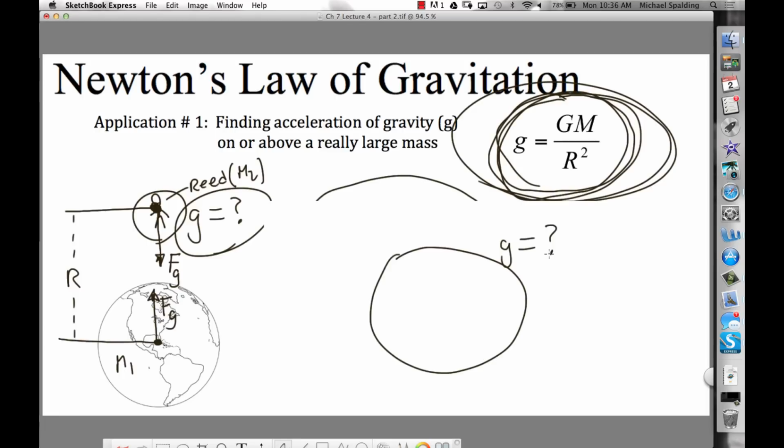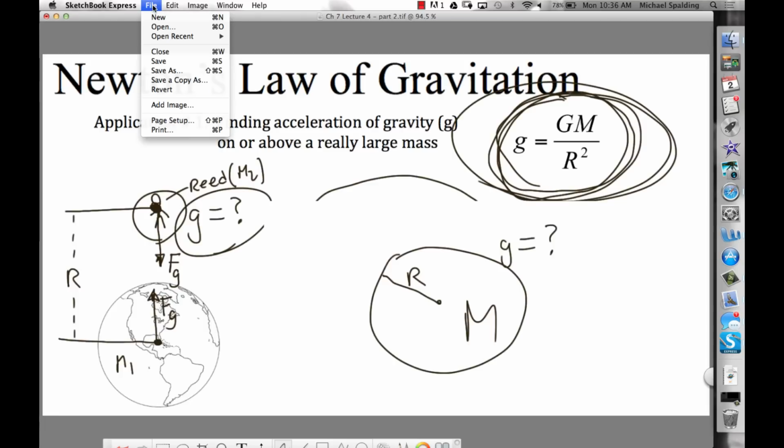The mass of the planet and the radius of the planet. If you know those two things, you can find gravity on the surface of that planet. Okay, second application, and then we're done.